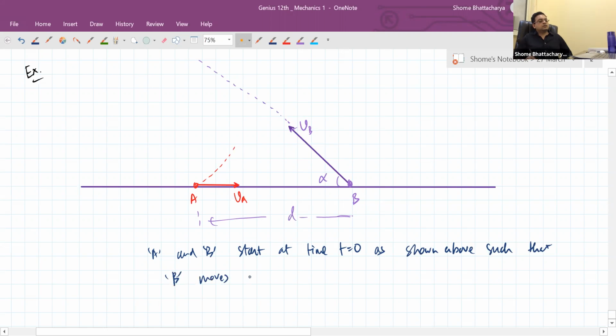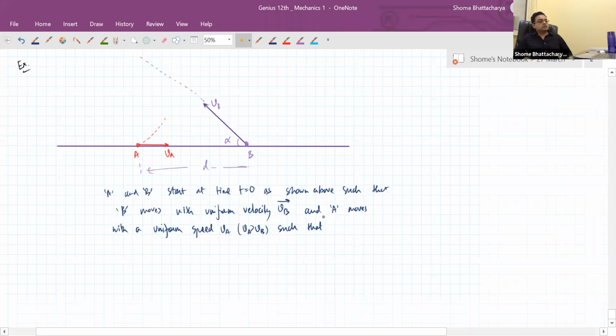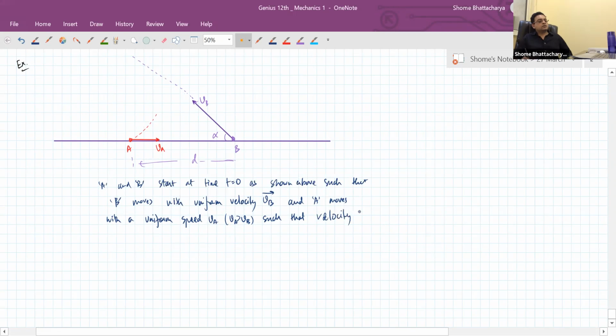B moves with uniform velocity VB, and A moves with a uniform speed VA, such that its velocity always points at B.